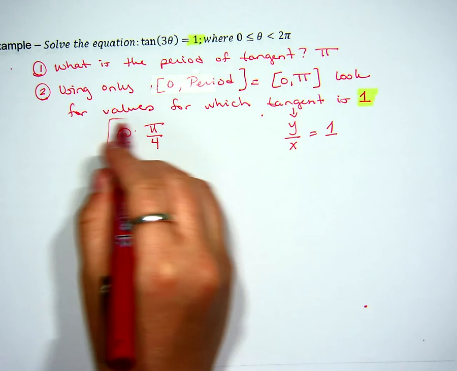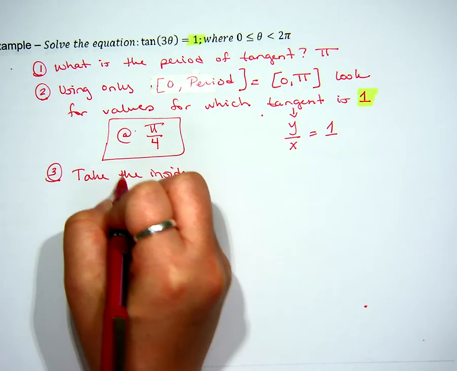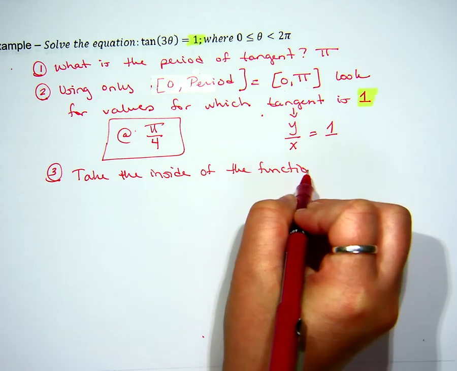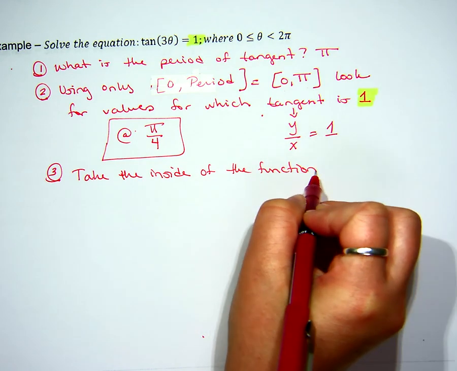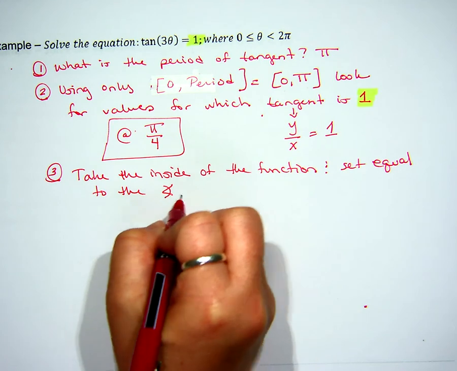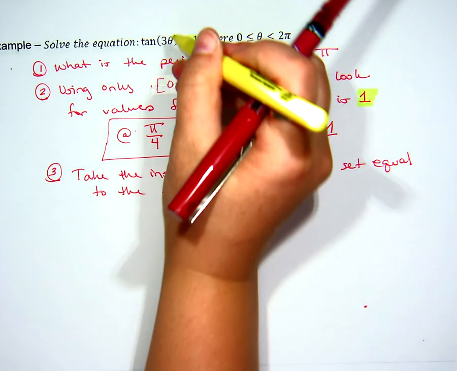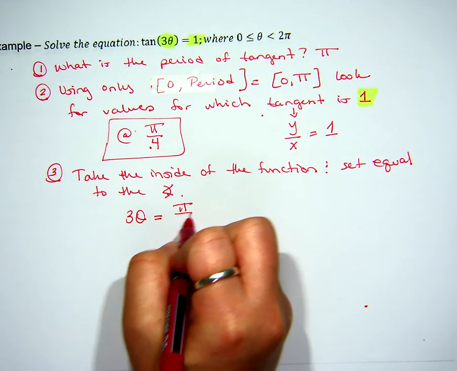Okay, now step 3. Take the inside of the function and set it equal to the angle. Well, what's the inside of my function? The inside of my function here is 3 theta. So I'm going to take 3 theta and set it equal to the angle. The angle I came up with was pi over 4.